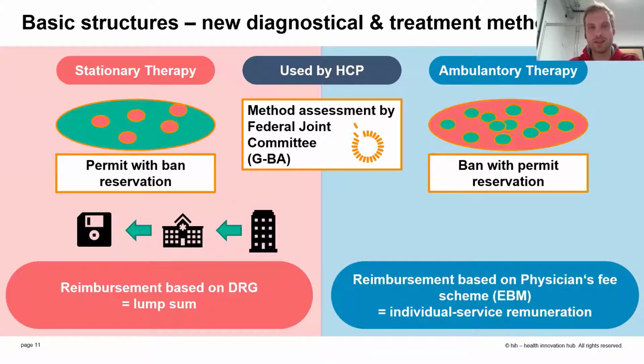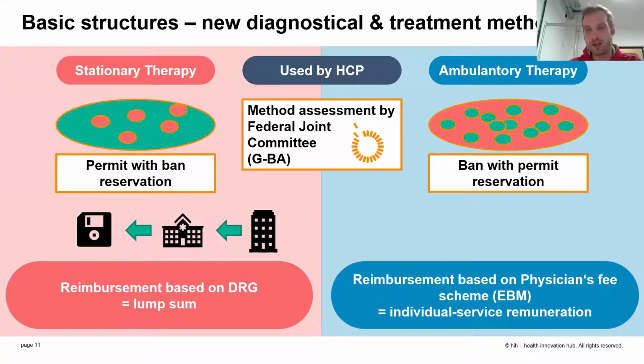Here you see this little floppy disk. You can sell it to any hospital. They can use it, your software, your medical device software, and they are basically getting reimbursed for that by the health insurances, which is this little skyscraper here on the very right.